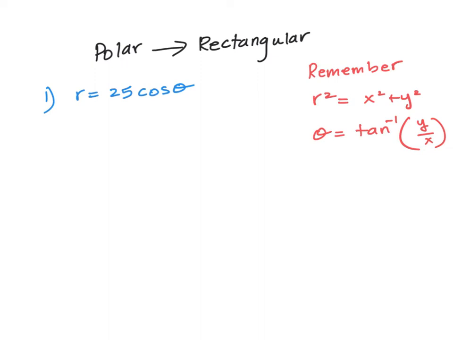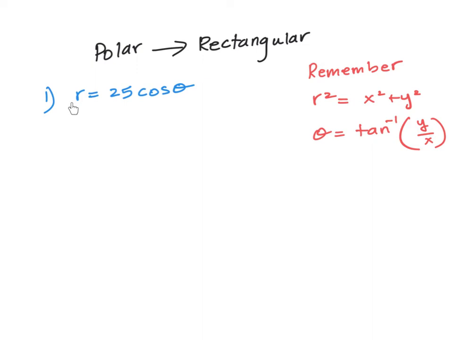Now we are going to convert between polar equations and rectangular equations. Before we do that, you need to remember that r squared is equal to x squared plus y squared, and theta is equal to the inverse tangent of y over x. So if we start with the first equation, r equals 25 cosine theta. Remember, to change to rectangular, that means you have to set the equation in terms of y in terms of x. So first of all, this is r.